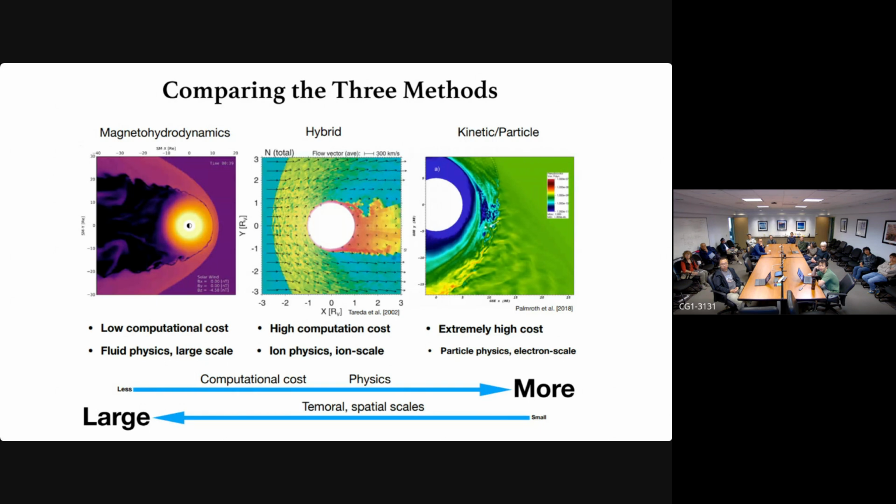And on the left side, we have the MHD model, which provides large-scale fluid physics. And most of the time, it's the favorable one because the cost is affordable and generally it provides a pretty good description of the system. And we also have the hybrid, somewhere in between, that provides ion scale physics. But generally speaking, it's still a lot more expensive than the magnetohydrodynamic methods.